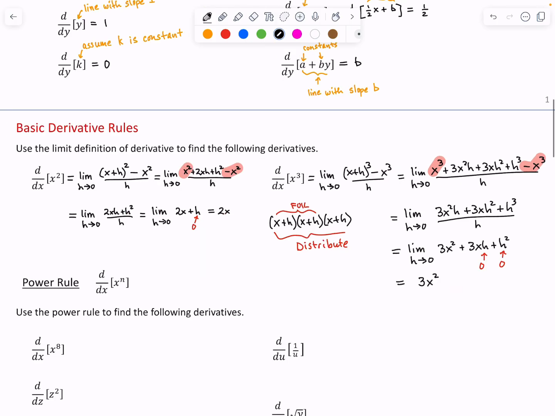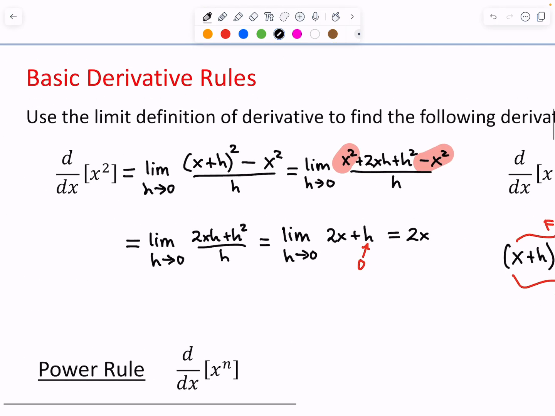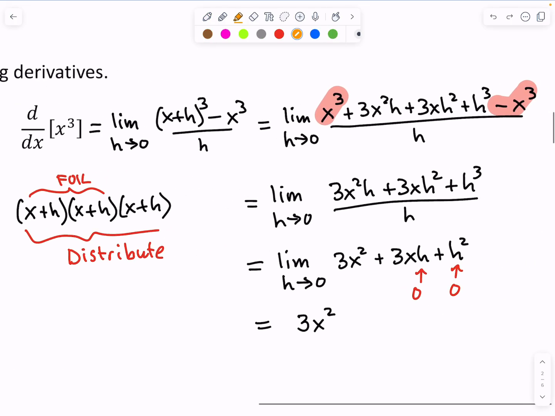Now notice a pattern in both of these. Beginning with x squared, the power 2 is now a coefficient, and the new power that's on this x is an implied 1, which is one number less than this power 2 that we began with. Notice in the case of x cubed, this 3 and the original power 3 match, and this new power is 1 power less. It turns out this pattern will continue.